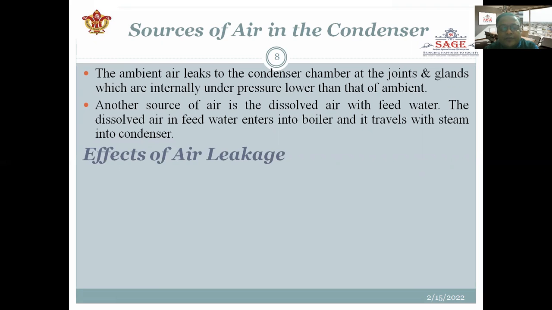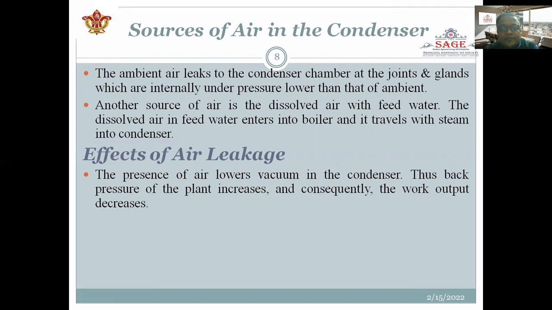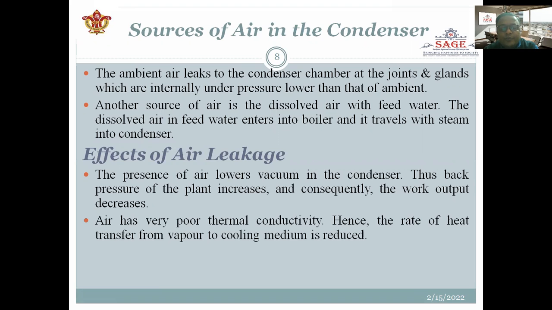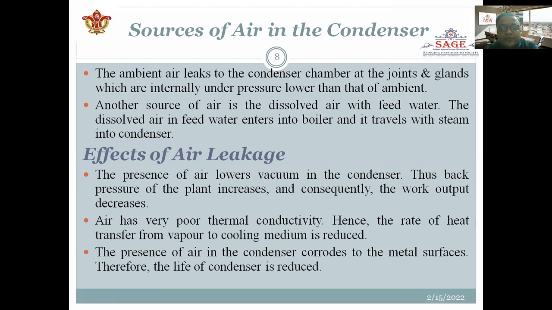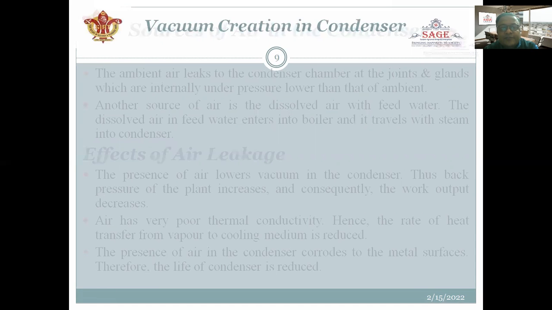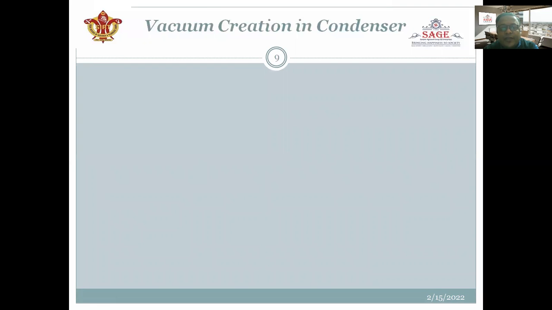What are the effects of air leakage? The presence of air lowers the vacuum in the condenser, thus the back pressure of the plant increases and consequently the work output decreases. Air has a very poor thermal conductivity, hence the rate of heat transfer from the vapor to the cooling medium is reduced. The presence of air in the condenser also corrodes the metal surface, therefore the life of the condenser is reduced. How is the vacuum created in the condenser?